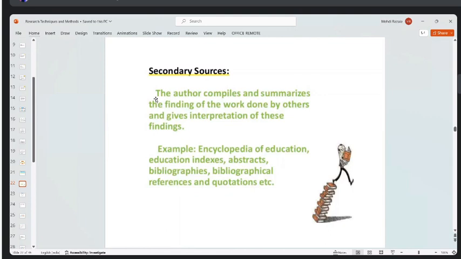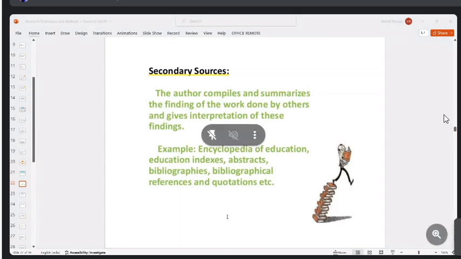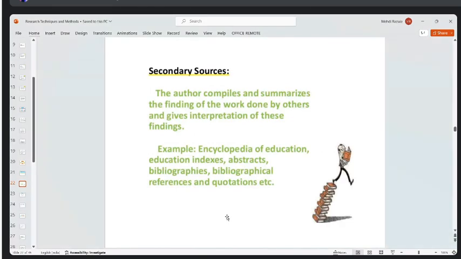So how can you get them? You can get them from encyclopedias, education indexes, abstracts, bibliographies. You can refer to the bibliographies of other research papers. That will help you to go deep. If you have a research paper you are referring to, you go to the last page and see the bibliography. You can go to those research papers that the author had referred to. You will get more idea on that topic.